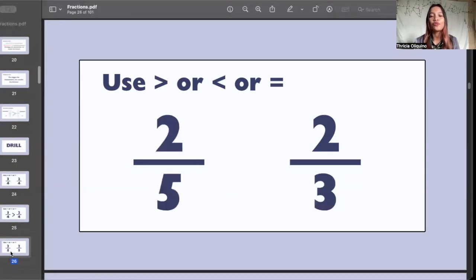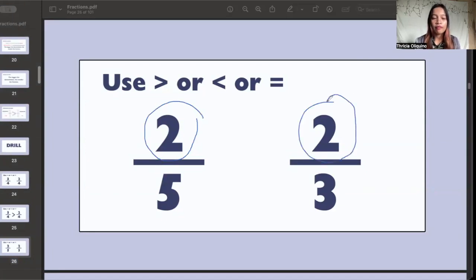We have 2/5 and 2/3. Which one do you think is bigger? Or what symbol should we use? Again, as your guide, we have 2 and 2, so we have the same numerator. What should we do if we have the same numerator? We're going to look at the denominator. The bigger the denominator is, the smaller the fraction.